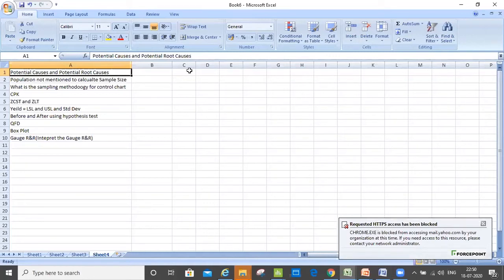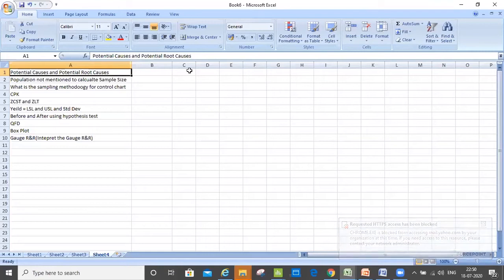Is it because the people in the morning shift were a problem? Is it because of the length of the shift? Is it because the shift has too many interruptions or too many breaks? Is it because the shift people are not very cooperative? So that is the difference between cause and root cause. Causes are the factors, and root causes are the actual thing pertaining to the why of the project Y on which you're working. That's the difference between potential causes and potential root causes.